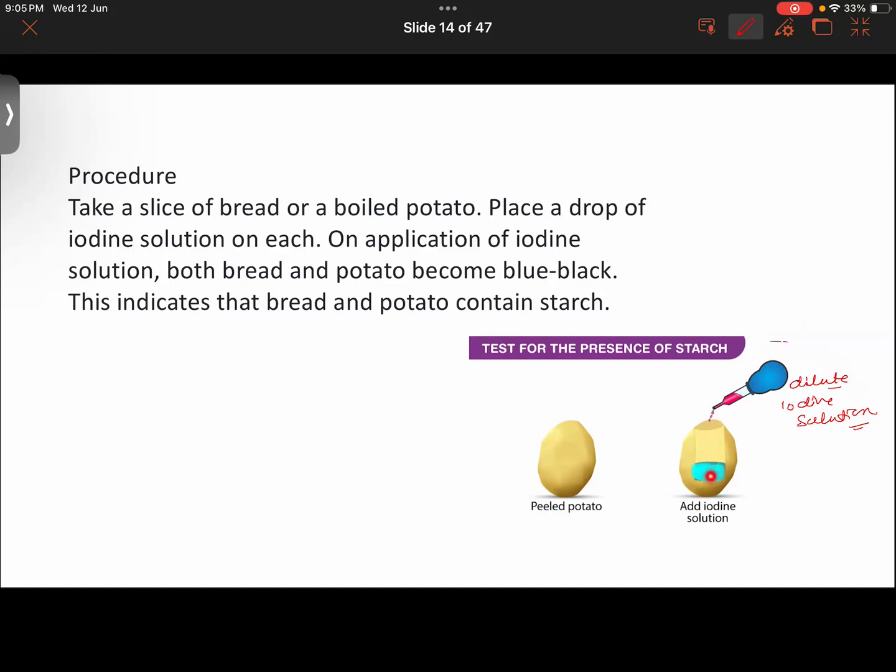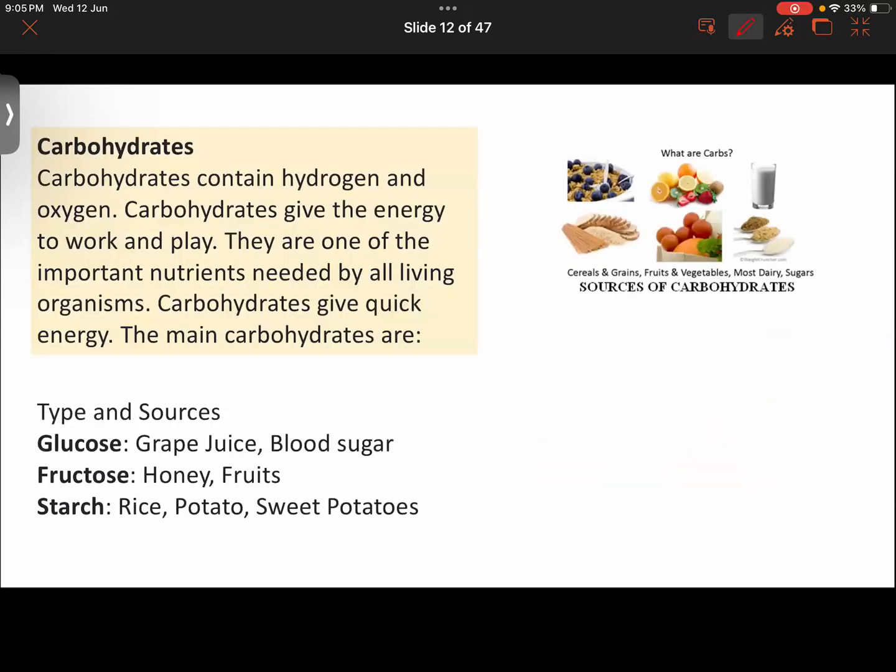If the color of that part of the food changes to blue black, it shows that starch is present in that food item. Basically, we can say that the food item contains carbohydrate, because we have learned previously that starch is one of the types of carbohydrate.